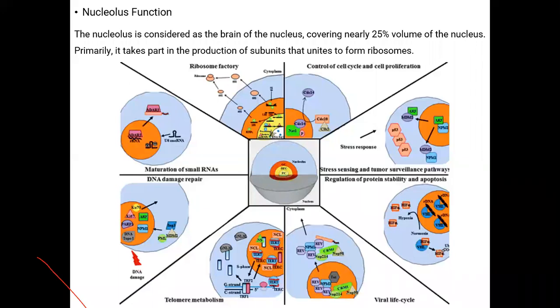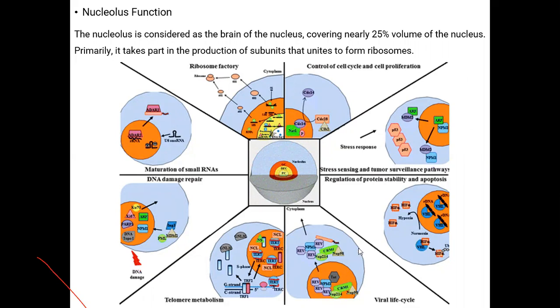That means the control of cell growth, and also if the cell is under stress from any foreign particles or foreign impulses, it will decide whether the cell is to be repaired or to die. That programmed cell death is also done by the nucleolus. You can see the regulation of protein stability and also apoptosis. Apoptosis is nothing but programmed cell death, the suicide of a cell.